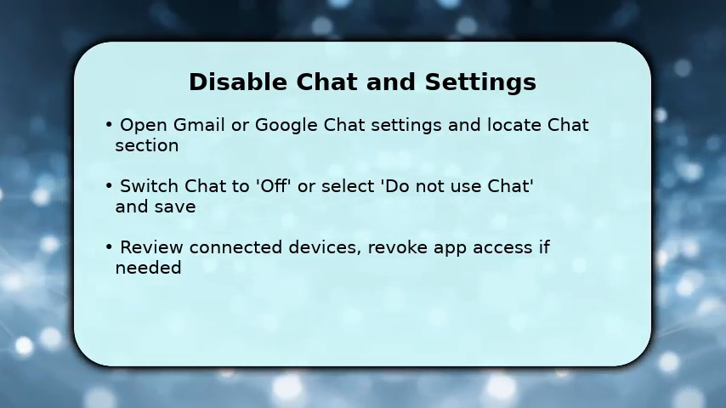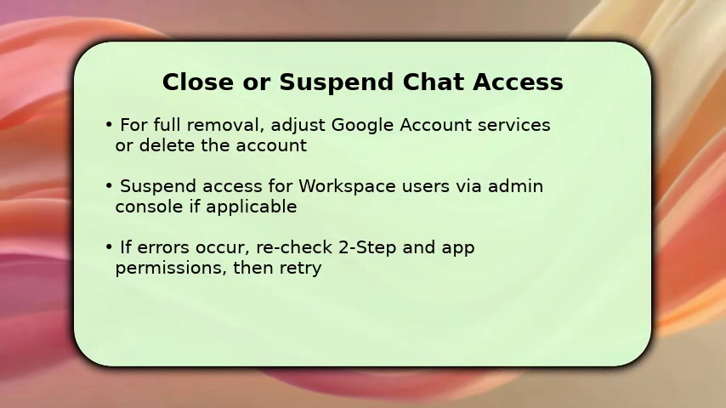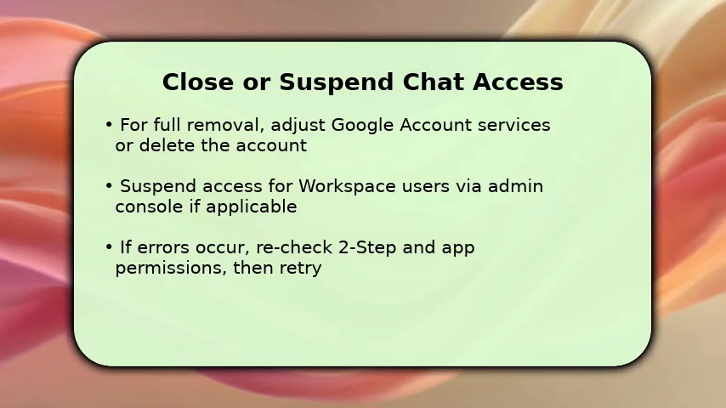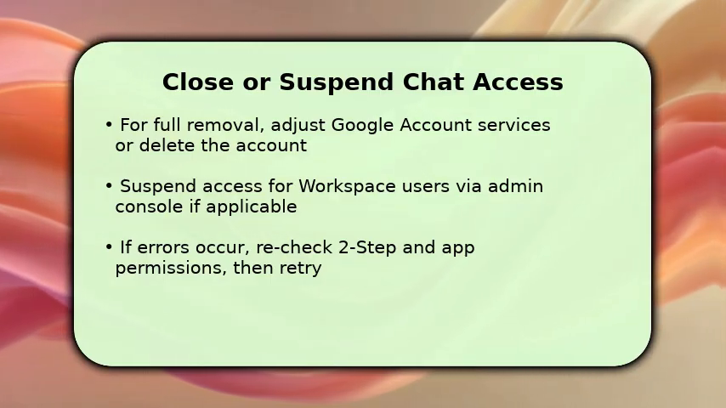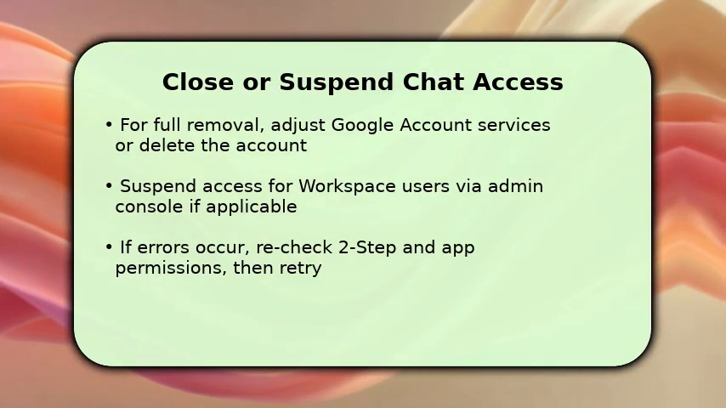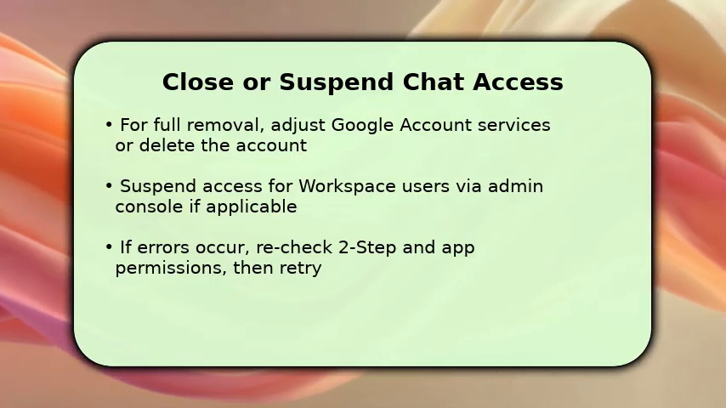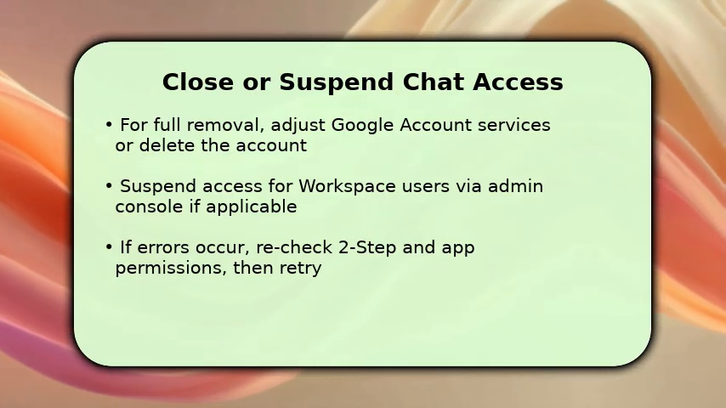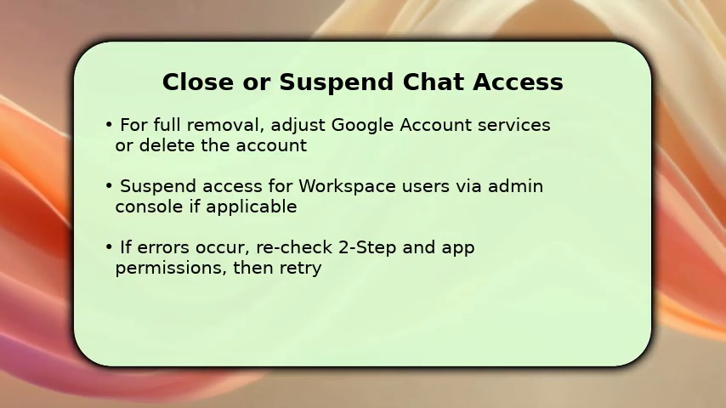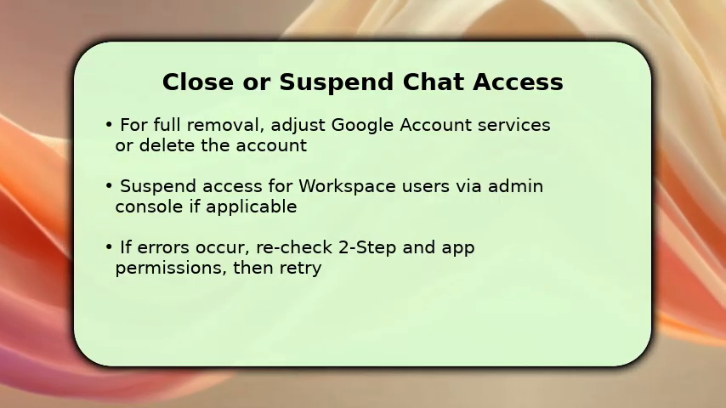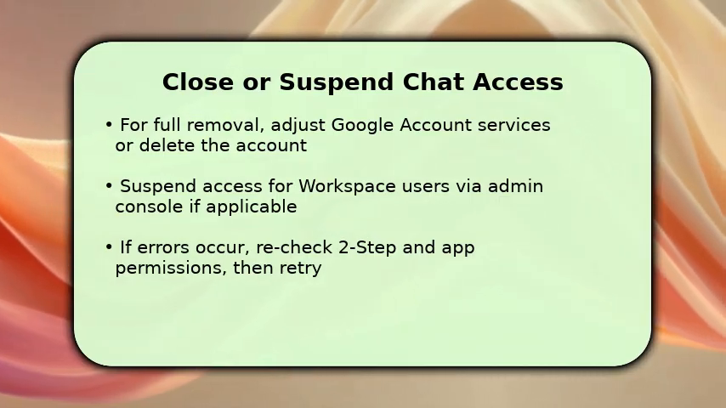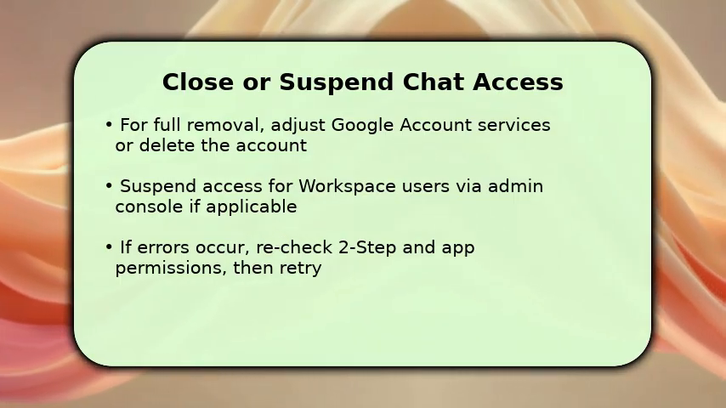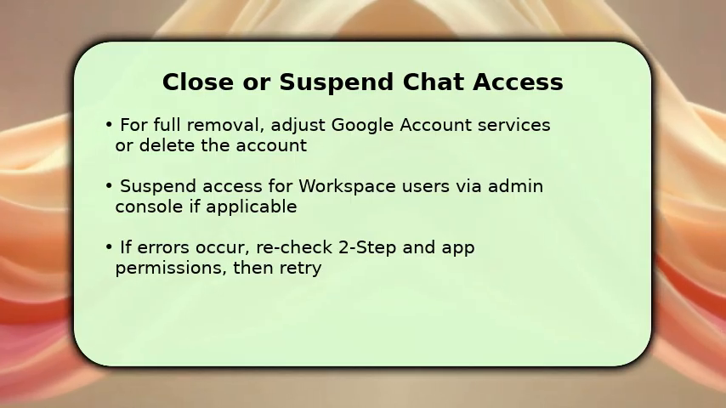to account-level steps. You can stop chat permanently by deleting or pausing the Google account, but usually you'll simply remove the chat service. Go to Google Account, Data and Privacy, delete a service, and remove Google Chat if available. For Google Workspace, sign into admin.google.com, go to Apps, Google Workspace, Google Chat and either turn the service off for specific organizational units or suspend user access. If something fails, make sure two-step is working and revoke cached app tokens, then retry after waiting 5 to 10 minutes.